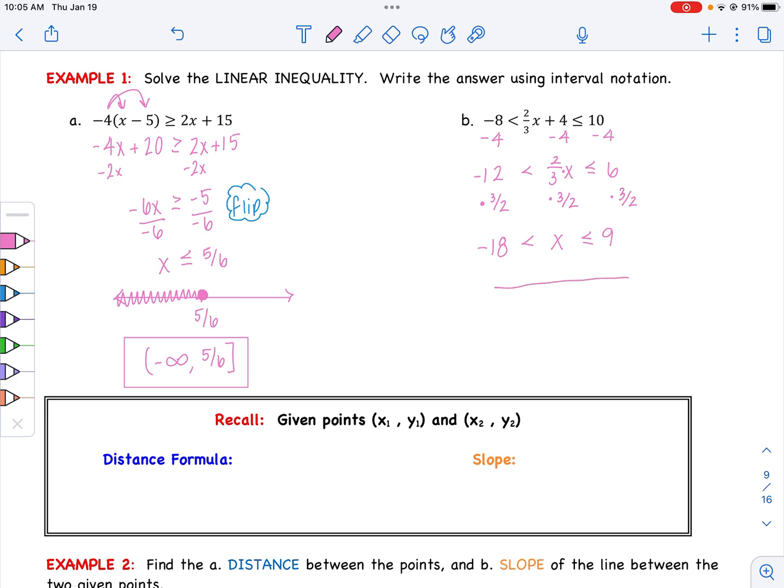From here, I'm going to do my number line to help myself out. You have -18 and 9. Open circle at -18, closed at 9, and that's everything in the middle. So when I write interval notation, I'll have -18 to 9, parenthesis, and bracket. So that's a little intro to your linear inequalities. Make sure you remember to flip your sign if you multiply or divide by a negative.